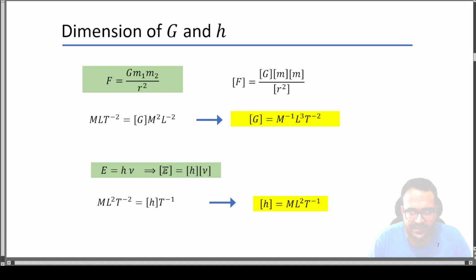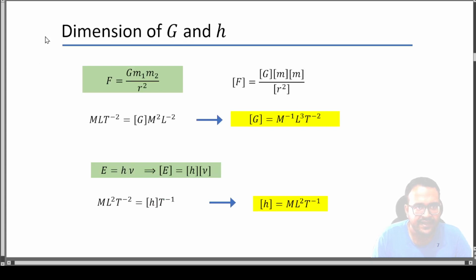Now the dimension of Planck's constant. There is a relation, how Planck's law was first defined: that energy is quantized in black body radiation, and that relation was h nu.